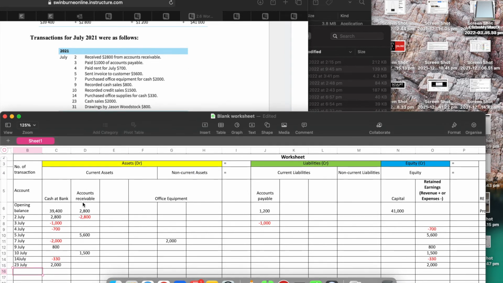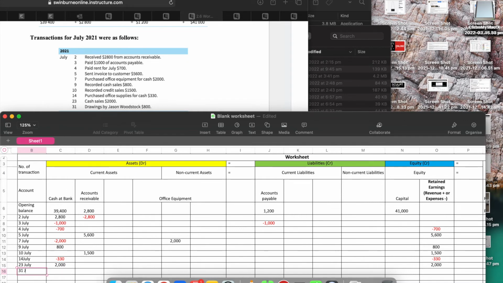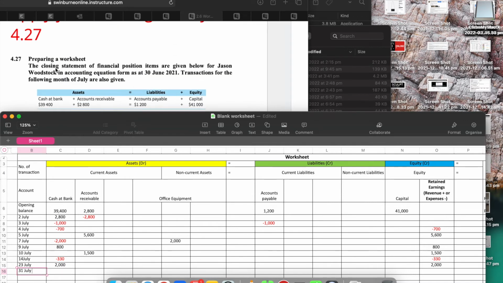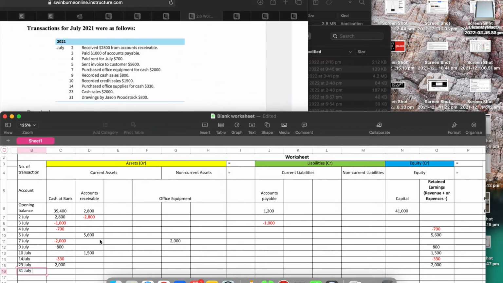Okay, and then drawings by Jason Woodstock of $800. Now, whenever we see drawings, that usually means a director. If we look, it's called Jason Woodstock in accounting, so he's the owner of the business. So what we need to do is capital. This is something that students often get incorrect. They get capital and retained earnings mixed up.